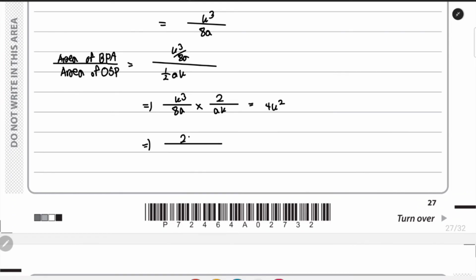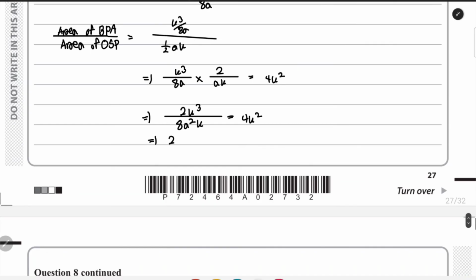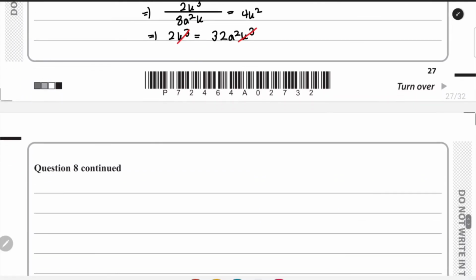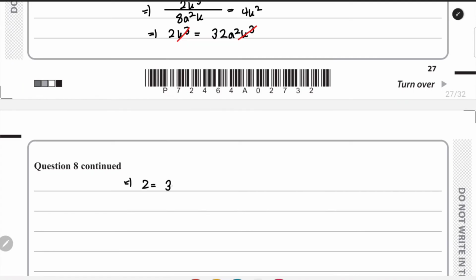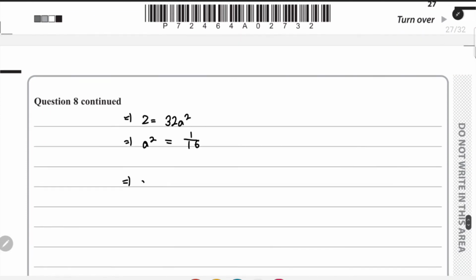We have 2k cube divided by 8a square k, which is equal to 4k square. We can cross multiply. We have 2k cube equals 8 times 4, so we have 32a square k cube. We can cancel out the k cube on both sides. We'll have 2 equals 32a square. From here we can find the value of a. A square is 2 by 32 or 1 by 16. So a is root over plus or minus 1 by 16, which is plus or minus 1 by 4.